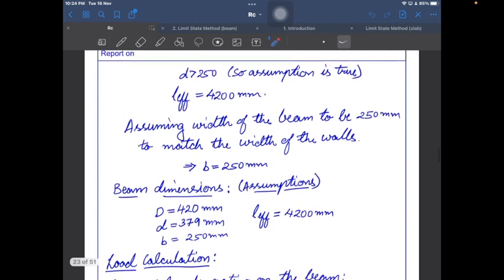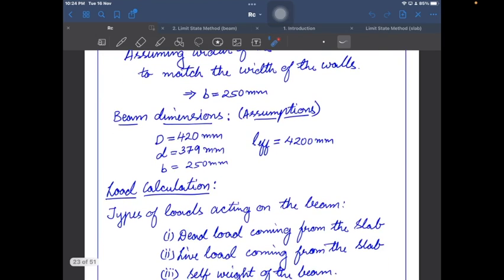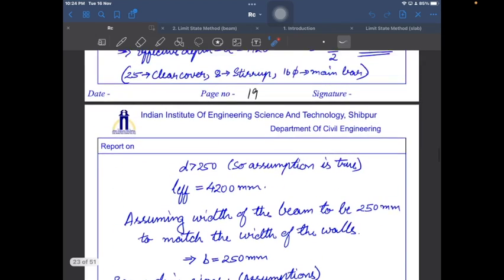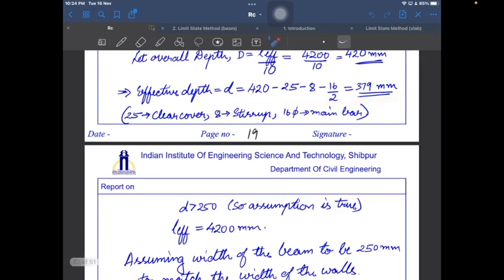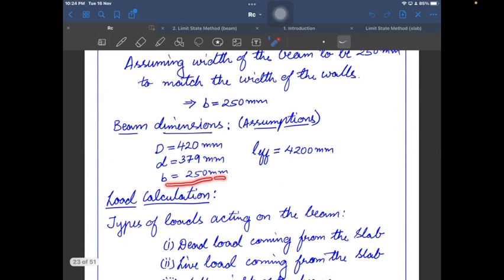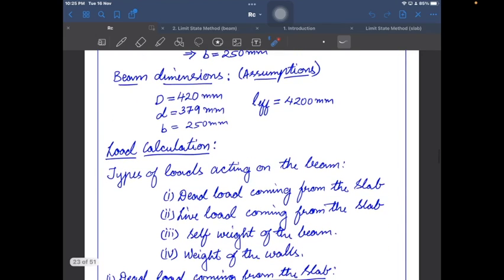So basically, from all our assumptions, we have D as 420, and from 420 we have got our effective depth as 379 from here, and then we assumed B as 250, and our L effective is 4200, center to center distance, which is 4200 millimeter. So till here, I guess things are very clear.